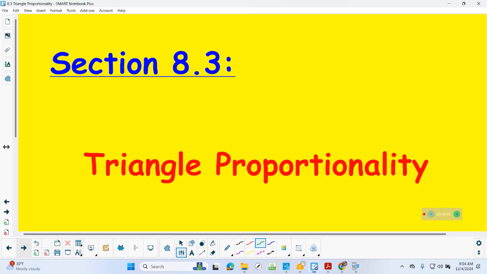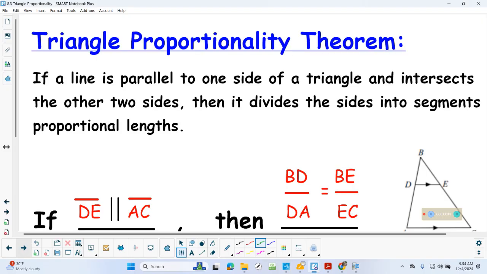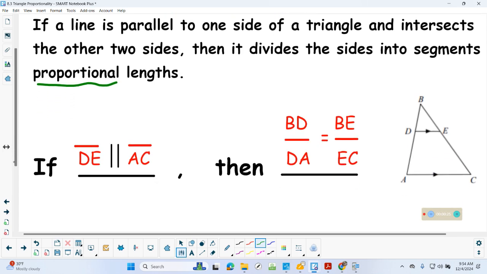So here we go. Let's first fill out the first few things here, this theorem. A lot of this is already filled in here. You can see what's in red, and I will scroll it in a minute, so you've got to write on the notes, but let's just read the top. If a line is parallel to one side of a triangle and intersects the other two sides, then it divides the sides into segments of proportional length. We keep seeing the word proportional, aka ratios, fractions.